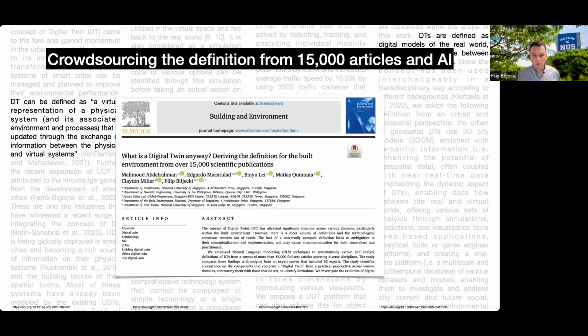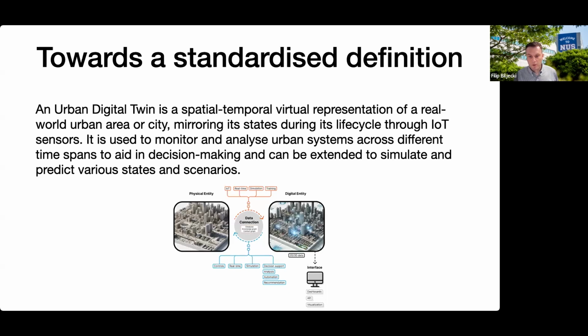So we have analyzed 15,000 articles published across different communities, like urban planning, real estate, and so on. And we use natural language processing to understand if we can come up with a definition that would be a composite of all these definitions. And we came up with a definition thanks to analyzing all these thousands of articles that goes as follows.